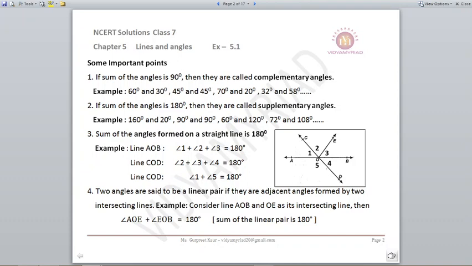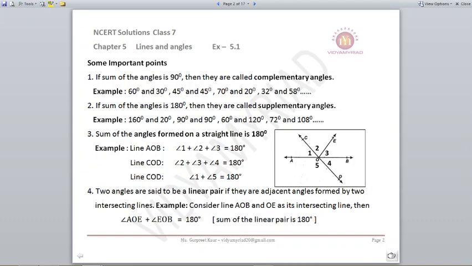Same way, if I talk about supplementary angles, their supplement angles will be 90 degrees. 90 and 90, they are equal angles and they complement each other. Same way, we can have so many pairs which can add up to 90 degrees or which can add up to 180 degrees. So the pair which is equal to 90 degrees is known as complementary angles, and if the pair is equal to 180 degrees, then they are known as supplementary angles.